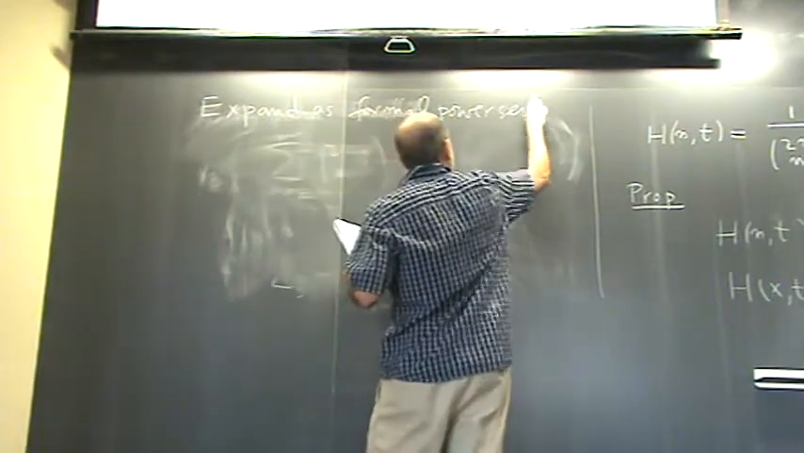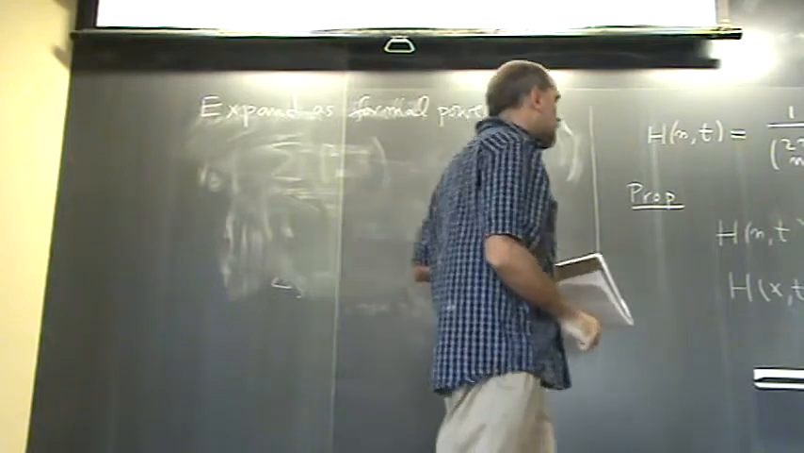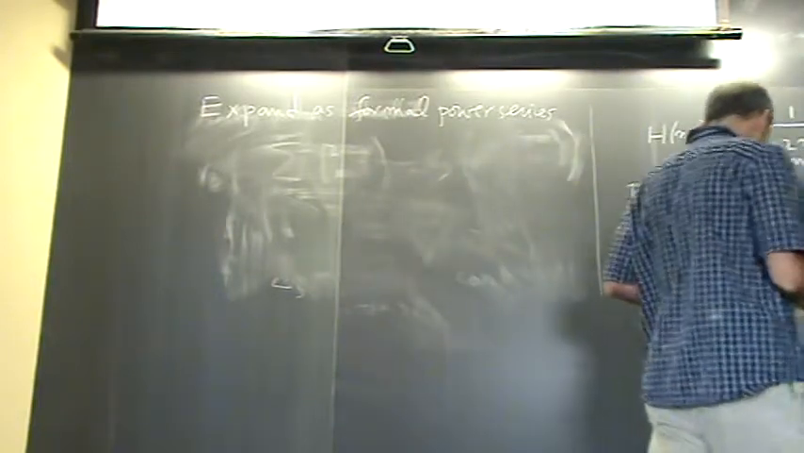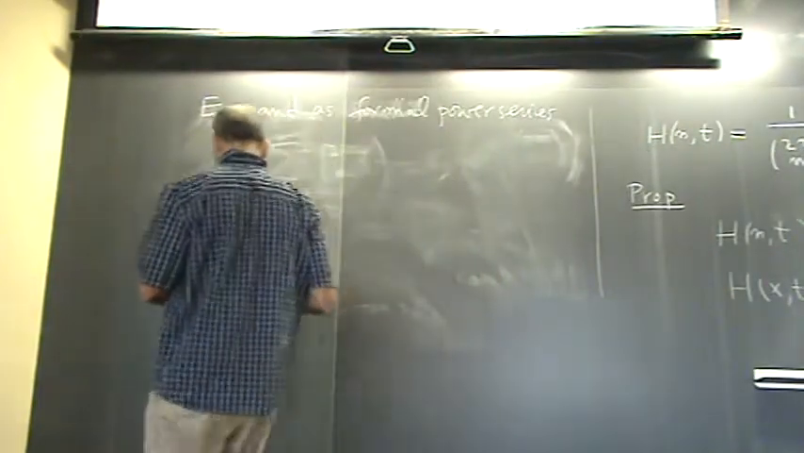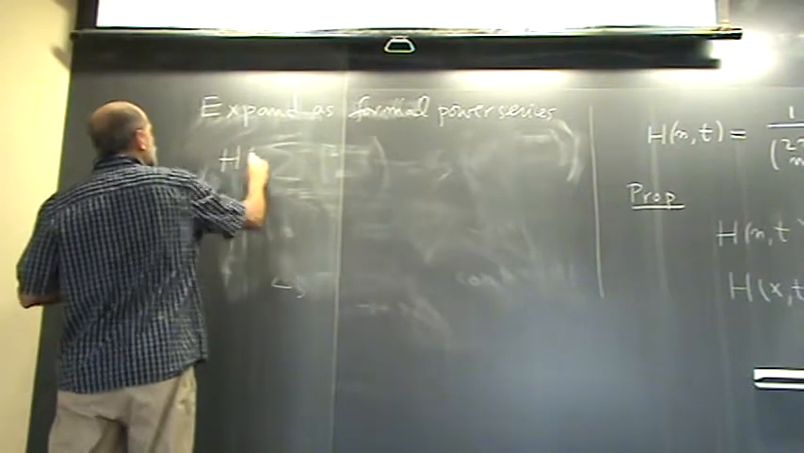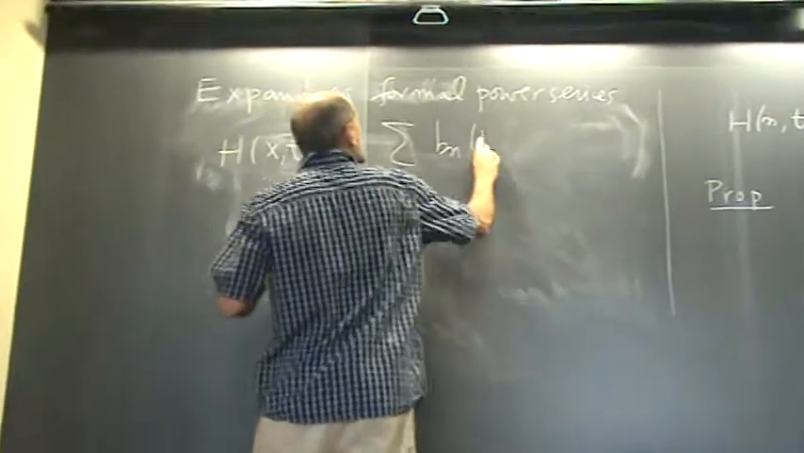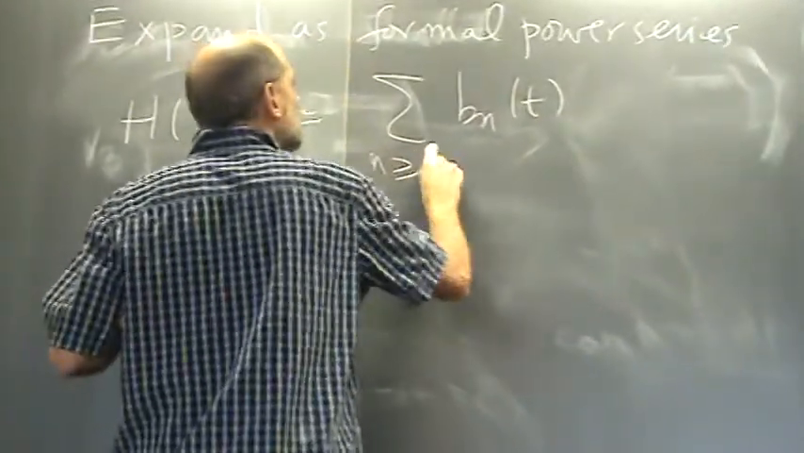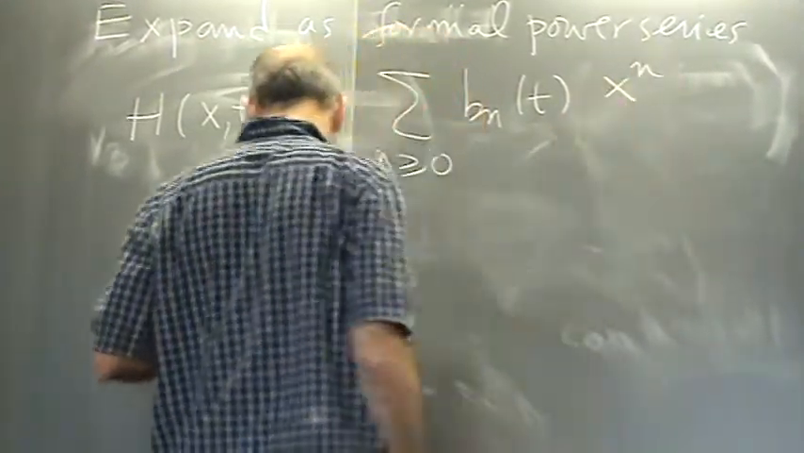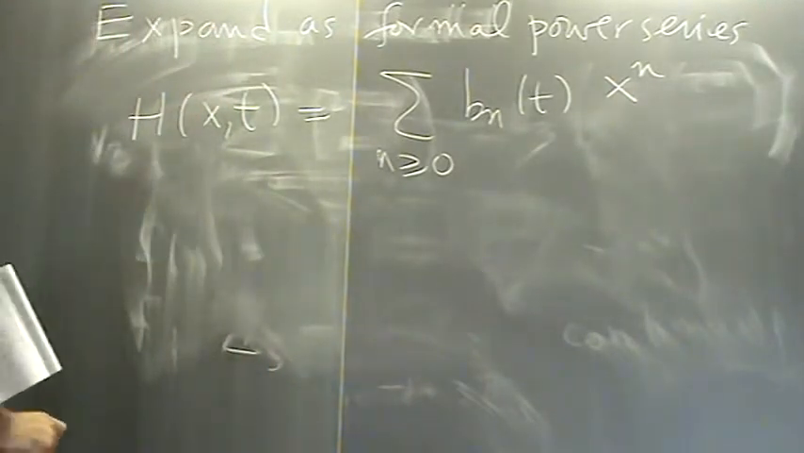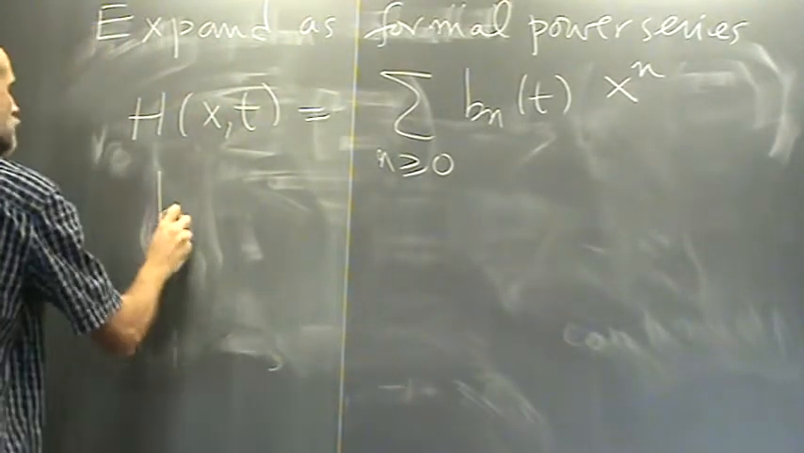you can always do that with any Maclaurin expansion and see what you get. So let me do that and just for the moment call the coefficients Bn of t. So we can write an expression for this.